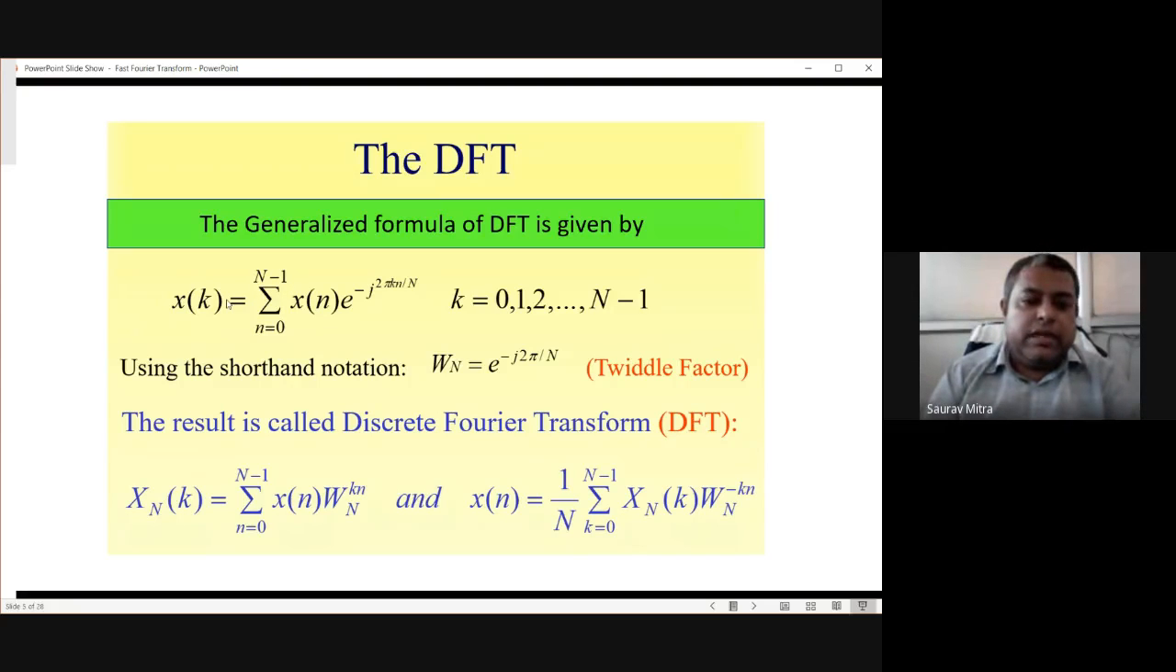So if you're trying to find out the DFT for a 4-point DFT, every term, that is X0, X1, X2, X3, mind it, it is a small x, it should be capital X. So every term should be an addition of 0 to 3, that means 4 terms. So to find DFT or IDFT, every term will be an addition of 4 different terms. And there is a very important concept which is called the twiddle factor.